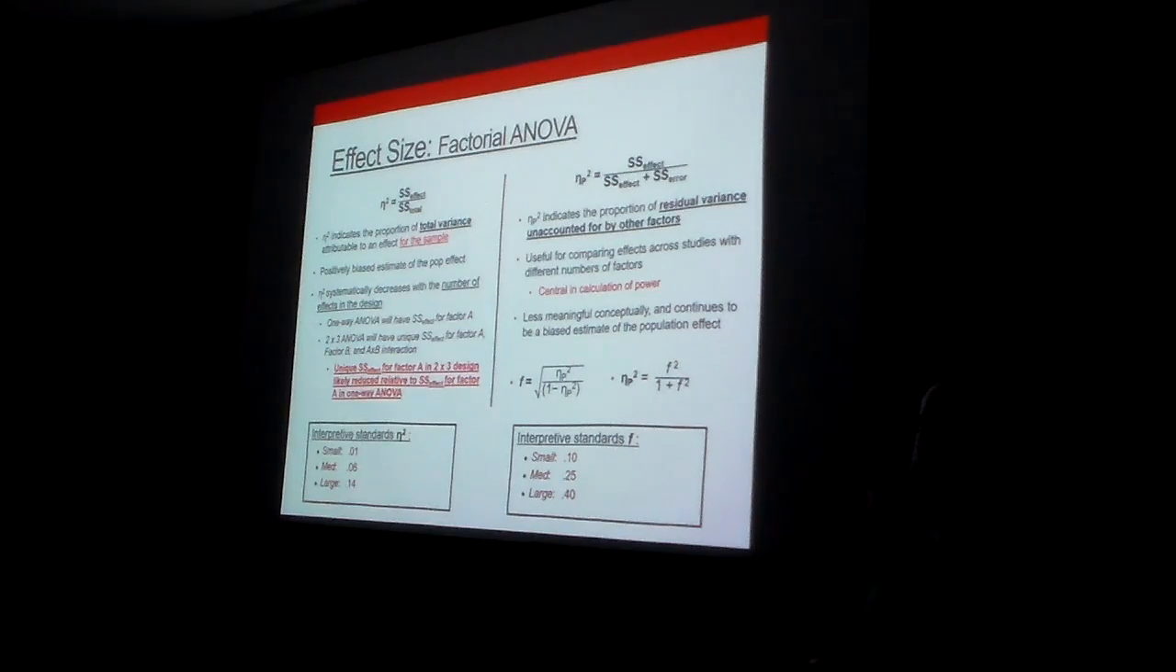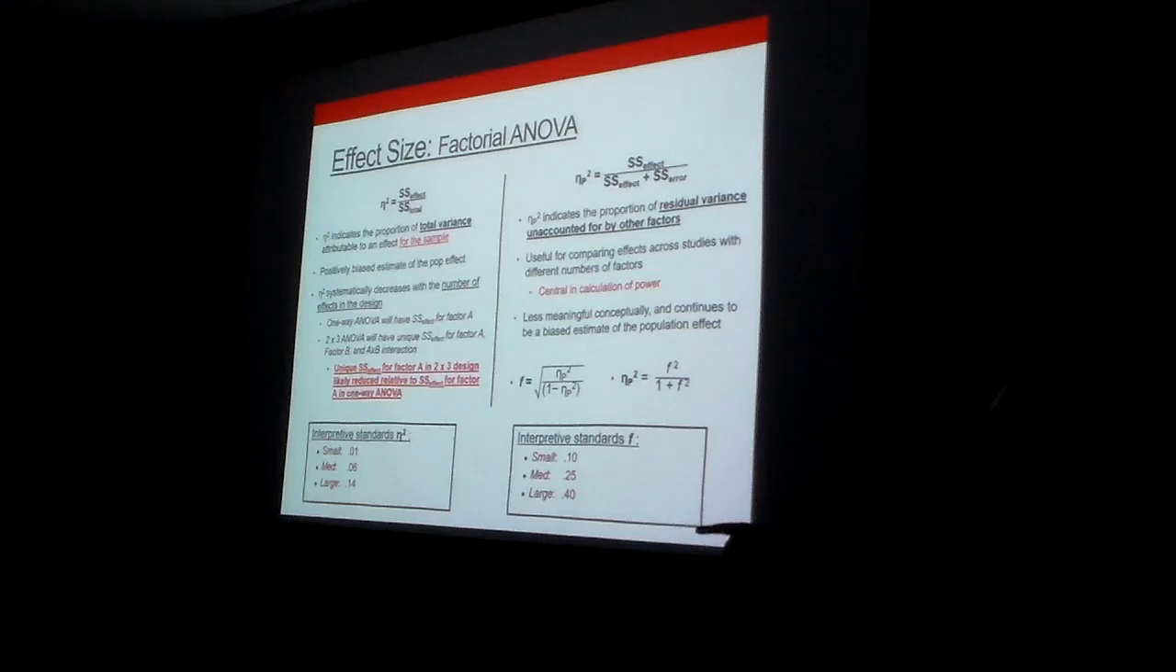And so instead of looking at what proportion of the total variability our factor is accounting for, partial eta squared is going to say, what's the proportion of residual variability that's attributable to this, right?